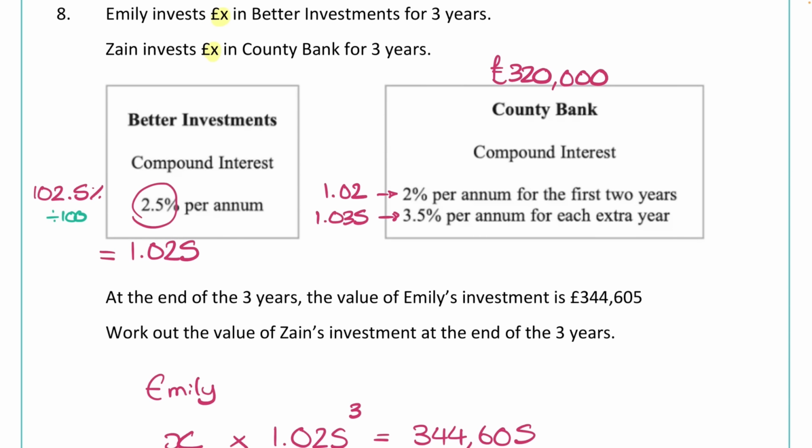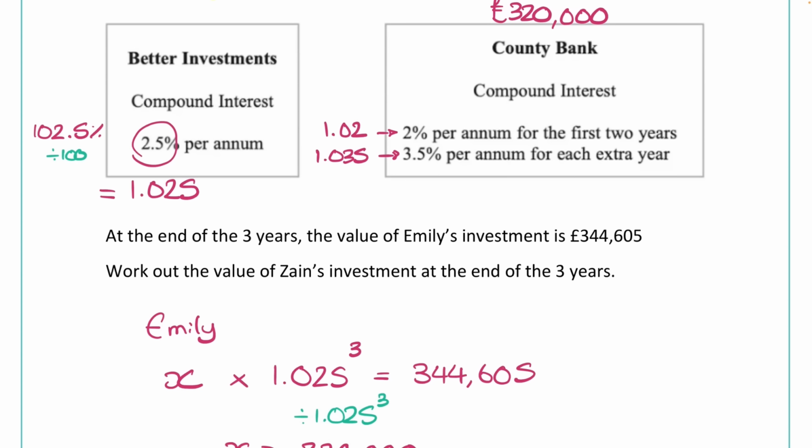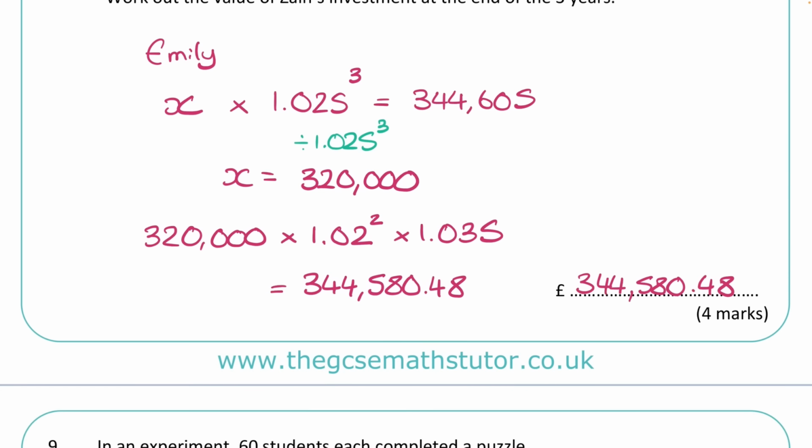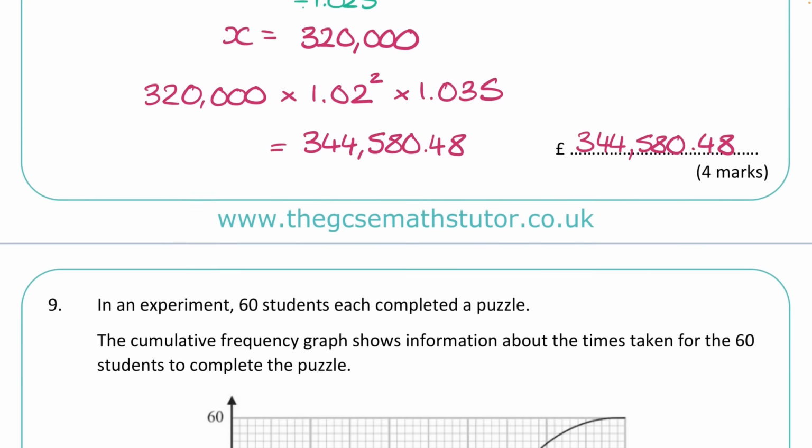We had a slight reverse compound interest there to start with, to find the starting amount of money, and then we ran that through the other bank, which had two different percentages that we had to use there. 2% for the first 2 years, and then 3.5%. And there we go, there was some compound interest.